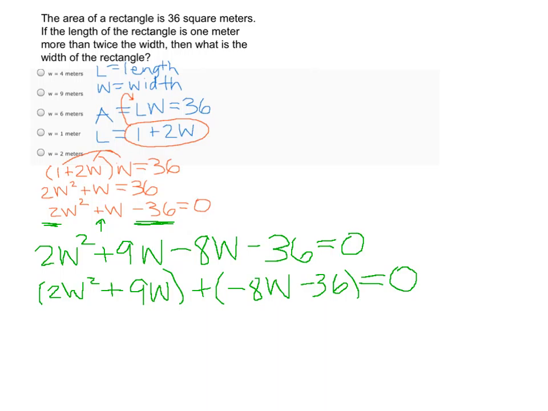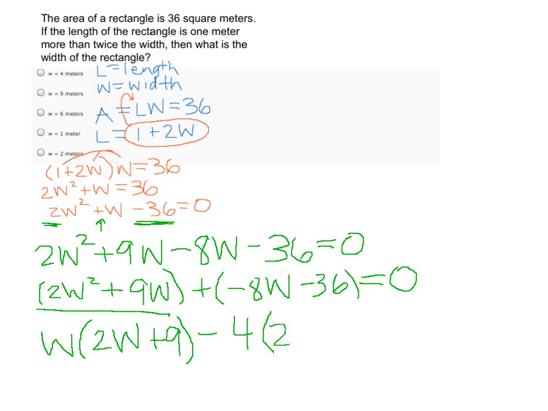Now let's factor out common factors in each one. So in our first grouping we have a w in common, and when we factor out a w we're left with a 2w plus 9. And in our second grouping we can factor out a negative 4, and when we factor out that negative 4 we are left with a 2w plus 9 again. And this still equals 0.